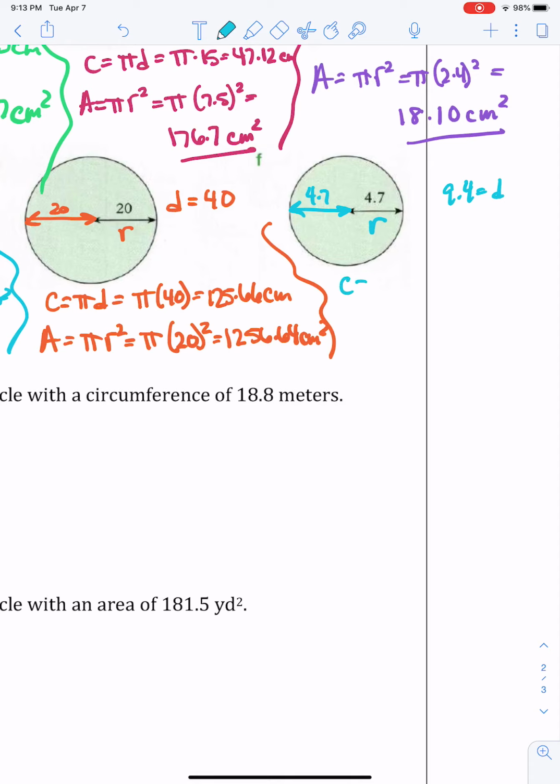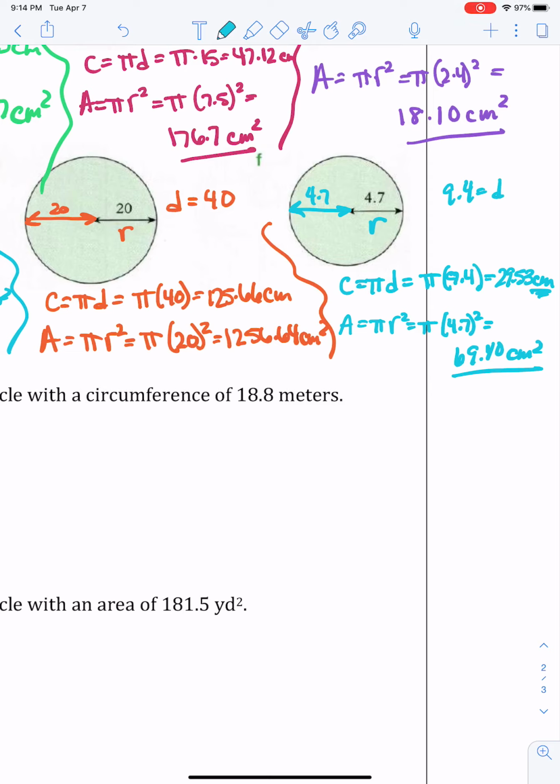So circumference equals pi d, pi times 9.4, equals 29.53 centimeters. Units are super important. Don't leave those off if you're given them. And area is pi r squared. The radius was 4.7 squared, which is 69.40 centimeters squared. So again, we're just doing this to practice the formulas.